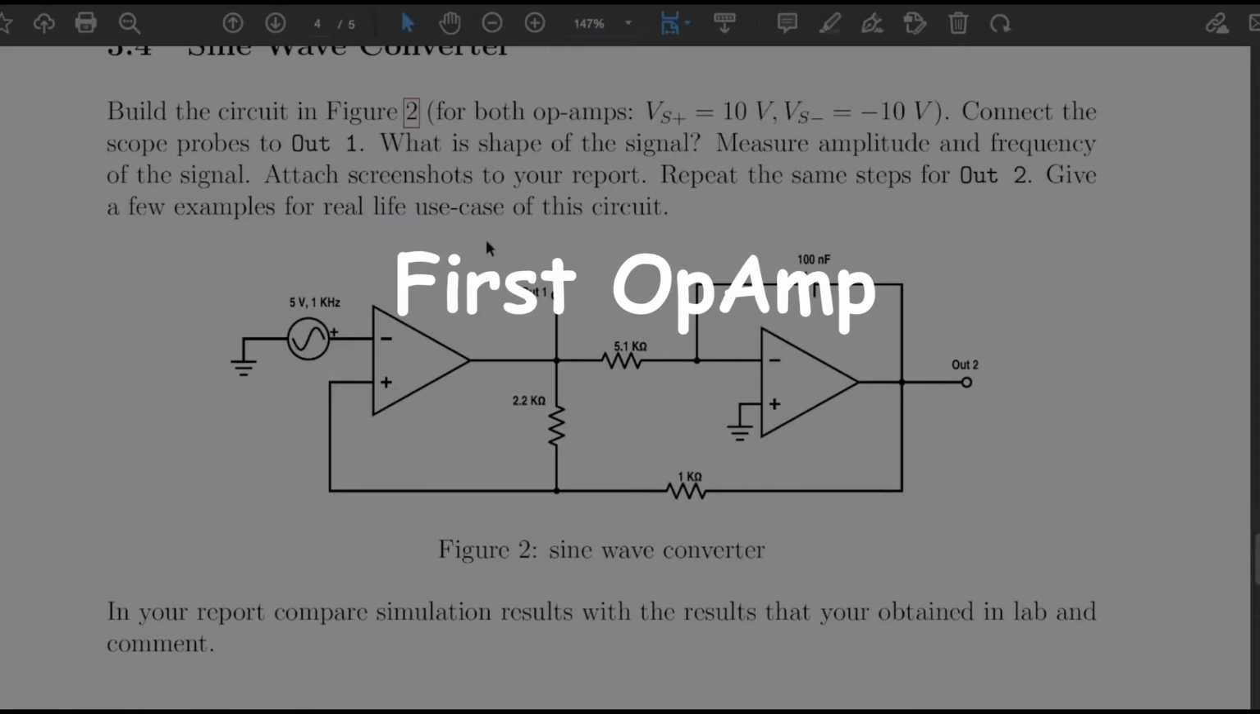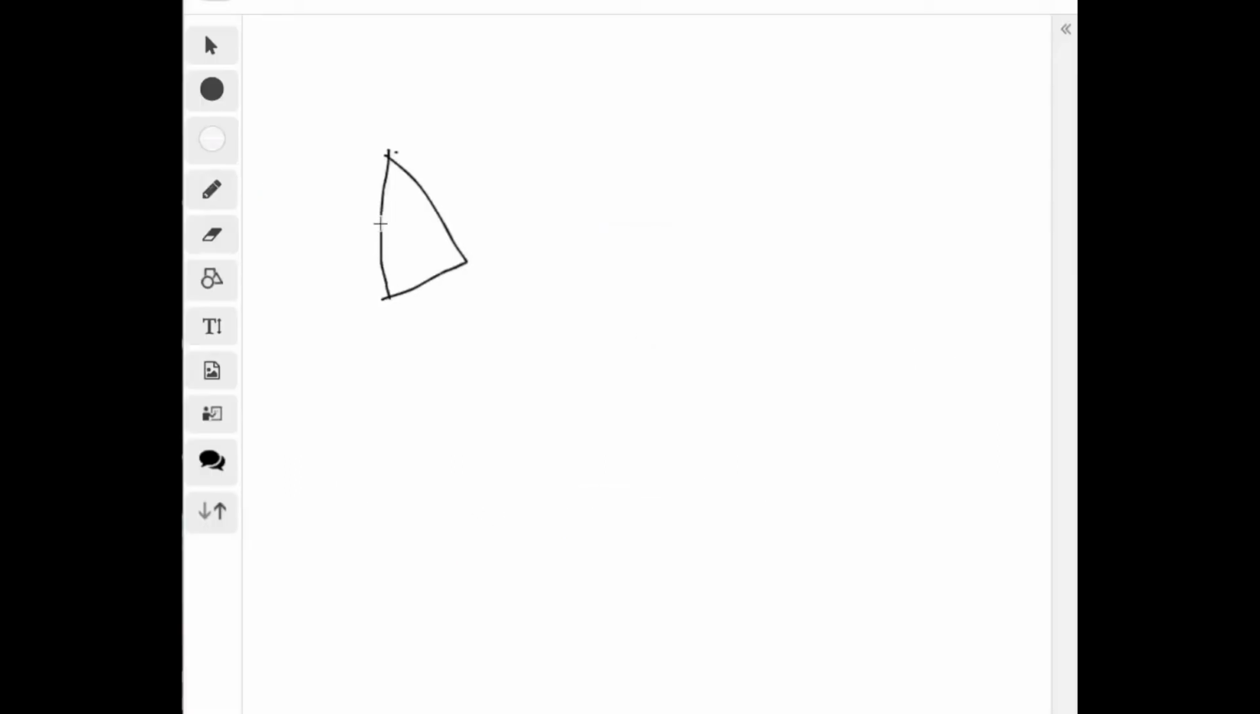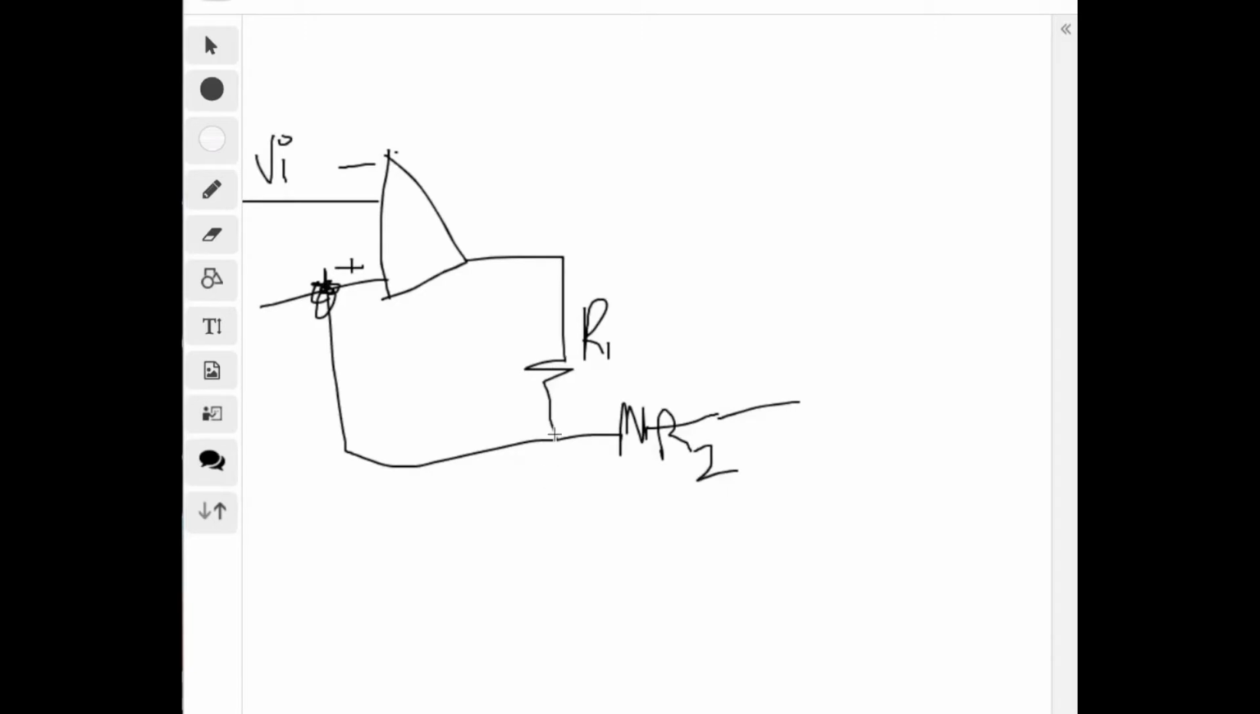So the first part of the circuit works like a comparator, which compares the input with the reference point here. The first part of the circuit like this, and the reference point is here, which is the output of the voltage divider R1 and R2, V saturation voltage. The input is a sine wave.